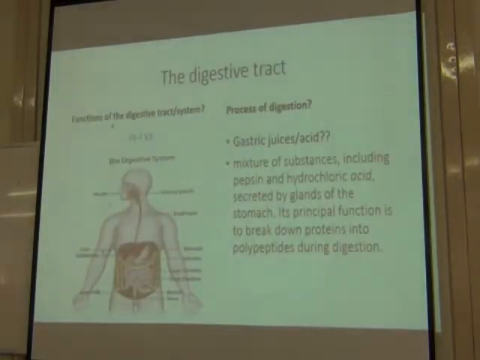So we already mentioned the digestive tract starts from the mouth, the oral cavity, straight through to the anus. Okay, so from what we can see, what can we say about the functions? It starts from the mouth and goes right through to the anus. What are the functions of the digestive tract?